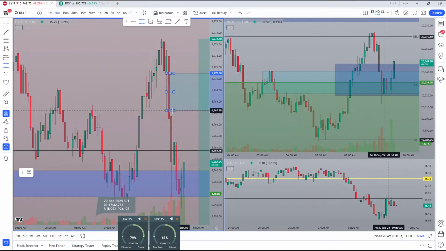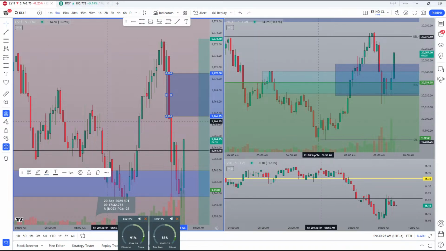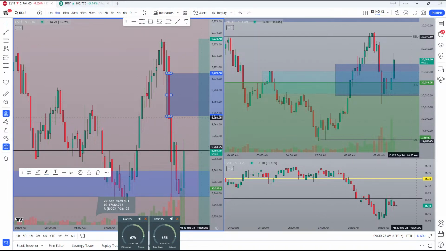ES is much weaker. So we could probably look to try to find some type of fair value gap or something on ES. We don't want to be jumping into anything we don't want to be in though, so remember that.